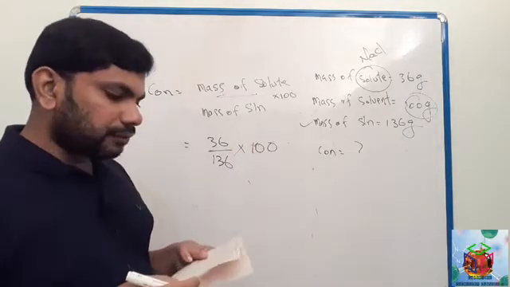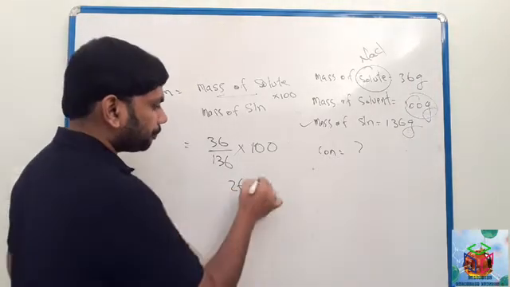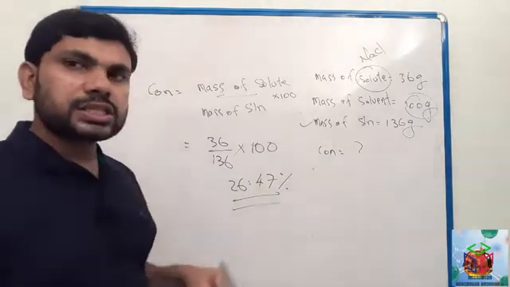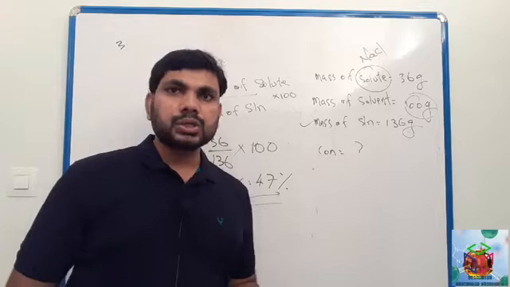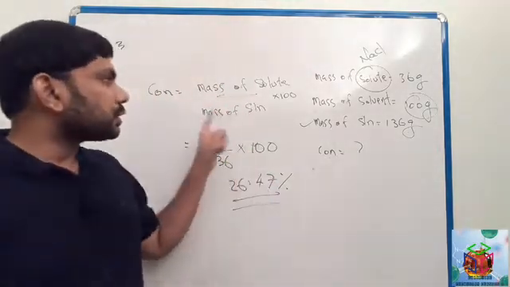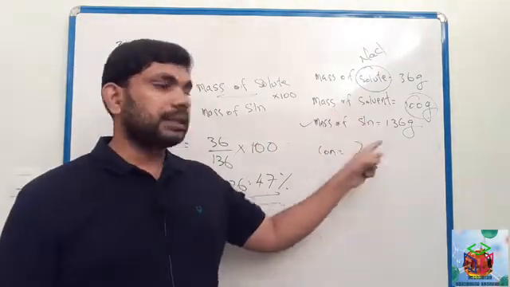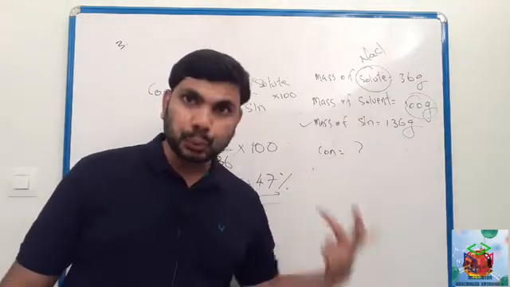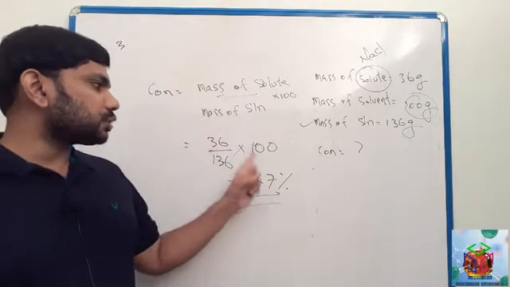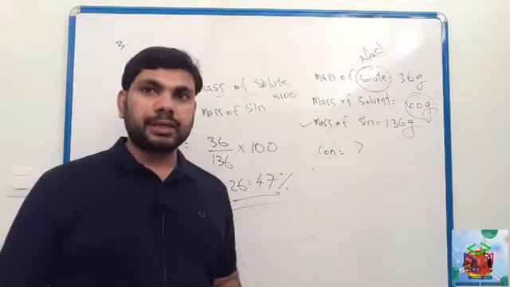Okay, so here the final answer you get is 26.47 percentage. This is the concentration of this solution. So this is the equation, mass of solute divided by mass of solution. So don't take 100 here, don't forget to take 136. We have to take the mass of solution. Clear? 36 divided by 136 times 100. So concentration will be 26.47 percentage.